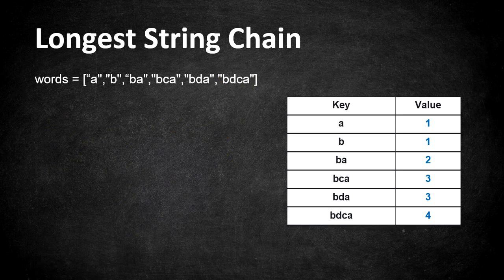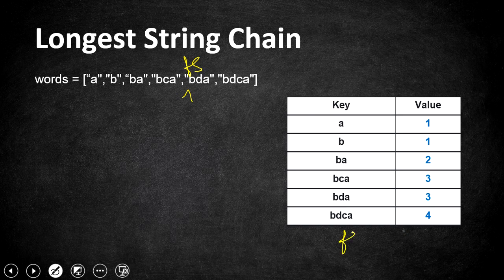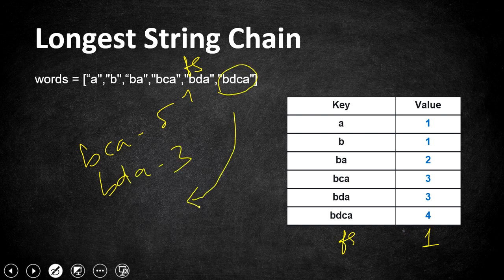Two things to note here. If there exists a word in between, say fs, which doesn't have any predecessor, then in that case we start a new chain from this string and update its value to 1. Otherwise, suppose BCA comes to 5 and BDA is 3. In that case, BDCA comes in. We are going to check which is the greater of these two, and 5 is the greater, so we'll update 5 plus 1. So this is how our implementation is going to work.